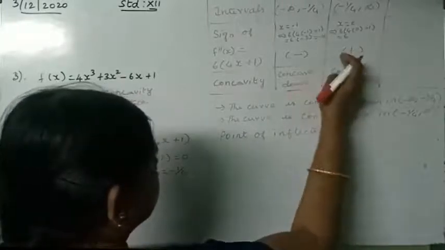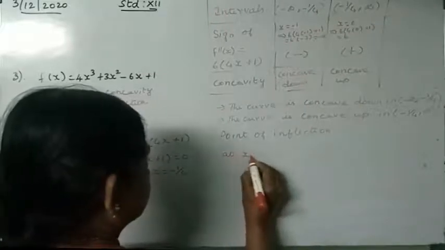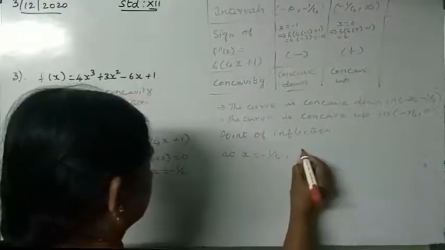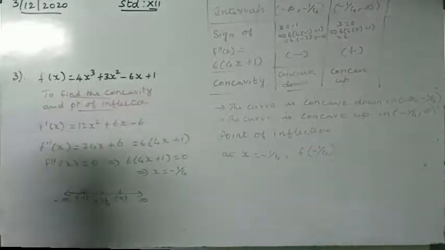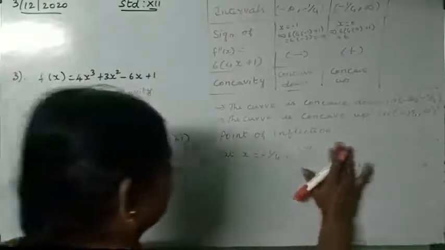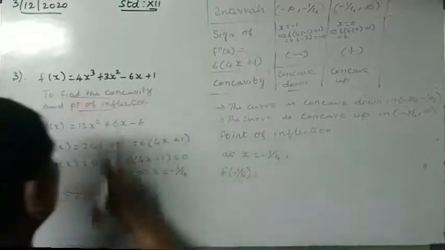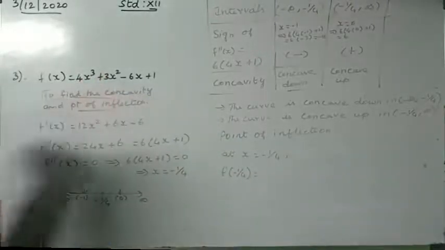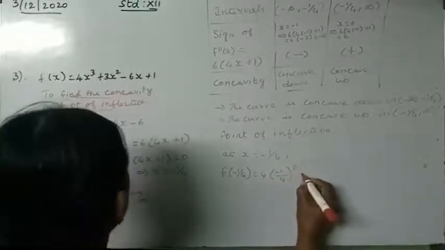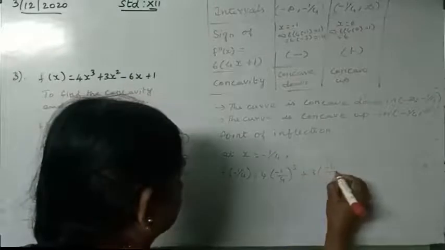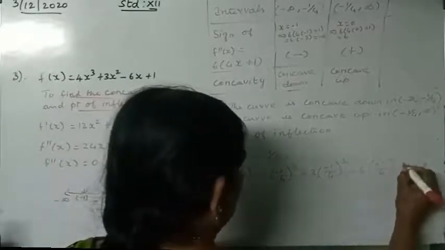So only one change is there. So only at minus 1 by 4 there is a change. So at x is equal to minus 1 by 4, f of minus 1 by 4 is equal to. Now we want to find f of minus 1 by 4. Let me write here. 4x cube. We have to substitute in f of x. So 4 into minus 1 by 4 the whole cube plus 3 into minus 1 by 4 the whole square minus 6 into minus 1 by 4 plus 1.